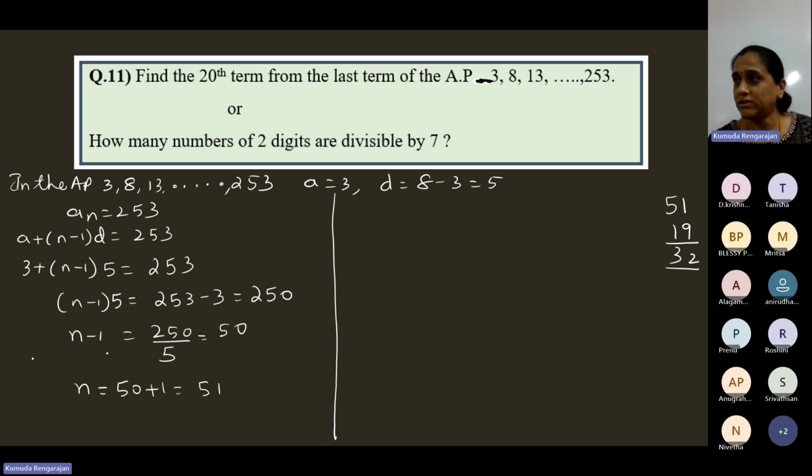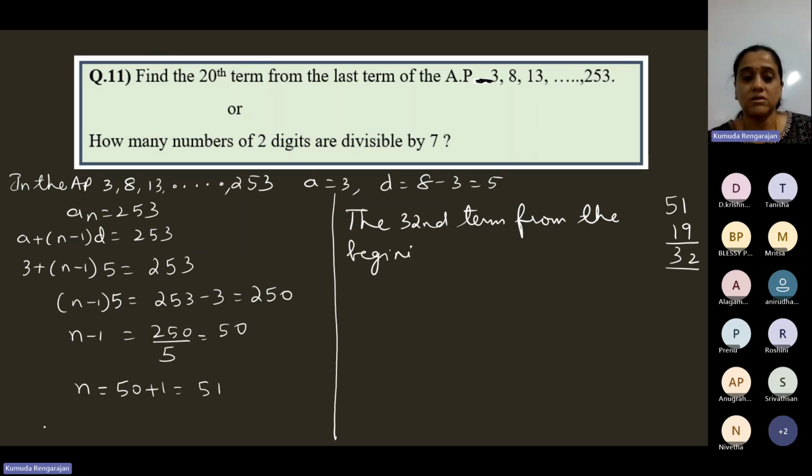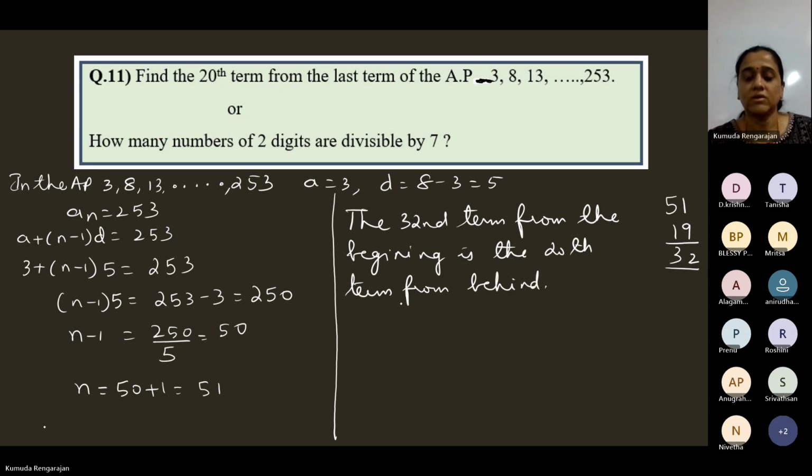So how many terms are there? 51 terms are there. So don't do minus 20, do one less than that, minus 19. What do you get? 32. The 32nd term from the beginning is the 20th term from the end. Okay. Or you can write, okay, the 32nd term from the beginning is the 20th term from behind, or from the last.